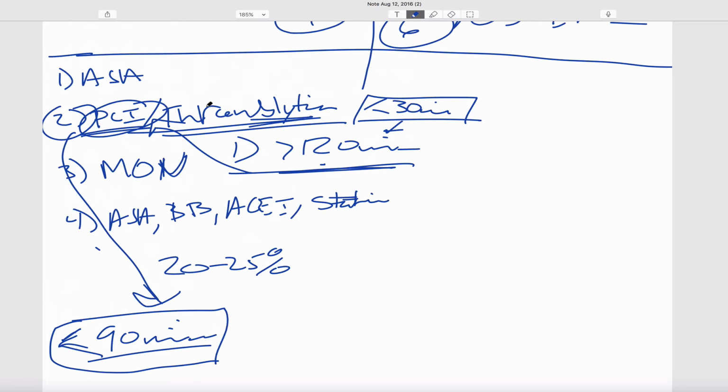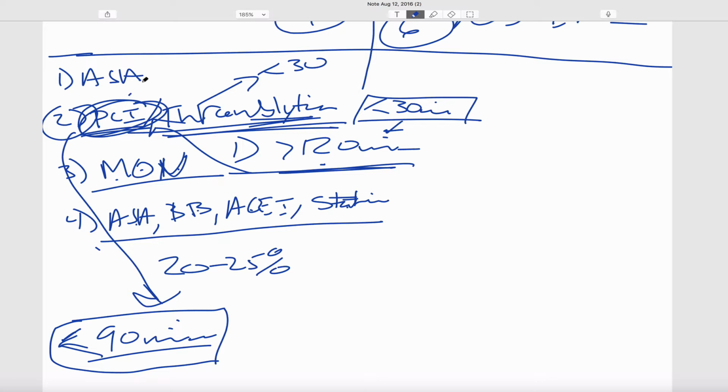So, from the top again, aspirin is the first thing we're going to do. Then we're going to think about our PCI and our thrombolytics. Then we have our symptom control, which is our morphine, oxygen, or nitro. And then what we give on discharge, which is aspirin, beta blocker, ACE inhibitor, and statin. And remember, thrombolytics are done in less than 30 minutes, and our PCI is less than 90 minutes.